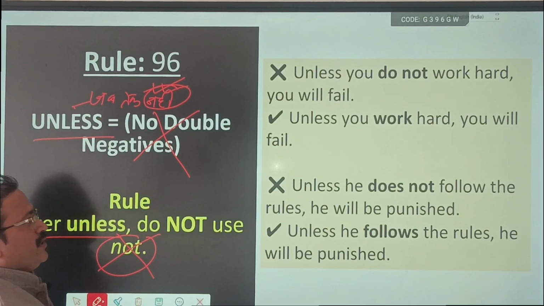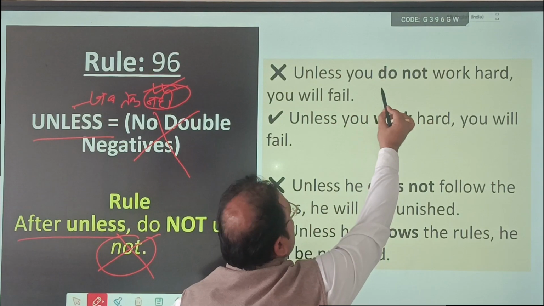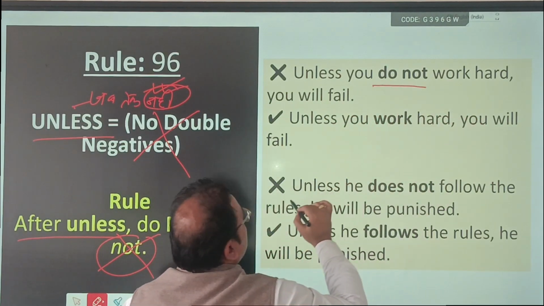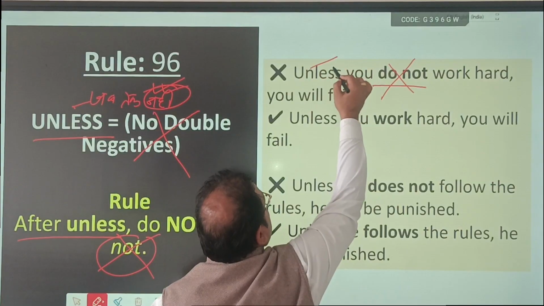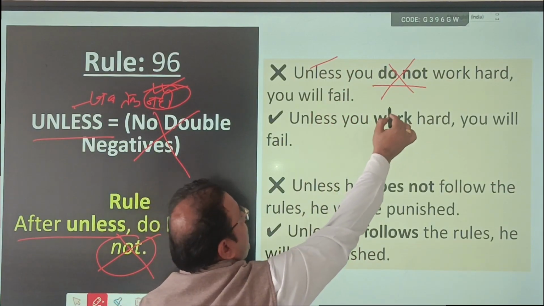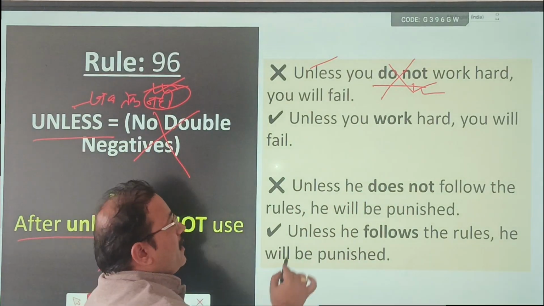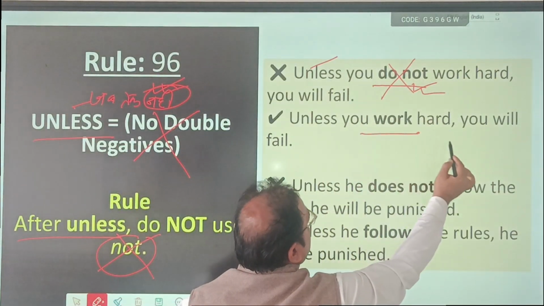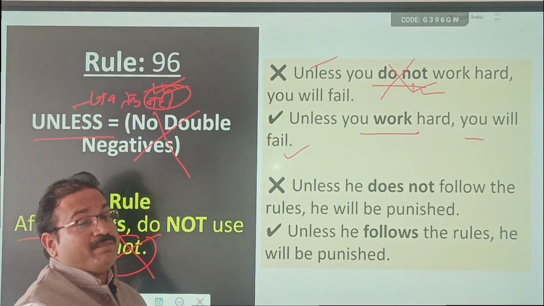Do not use not. In examination, you get question like, unless you do not work hard, you will fail. Wrong. Why wrong? Because unless is already negative. Unless has already not. So why to add extra not? So what would be the correct sentence? Unless you work hard, you will fail. Very tricky. Very simple, but very tricky.